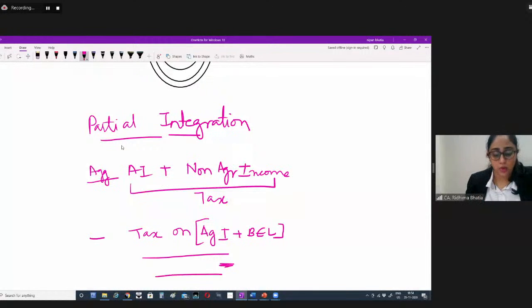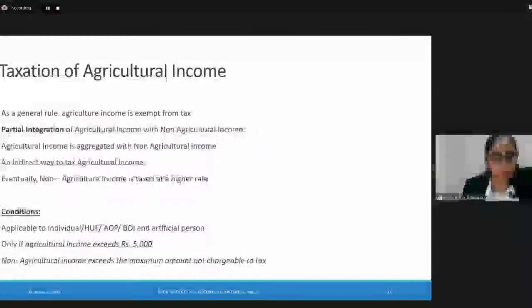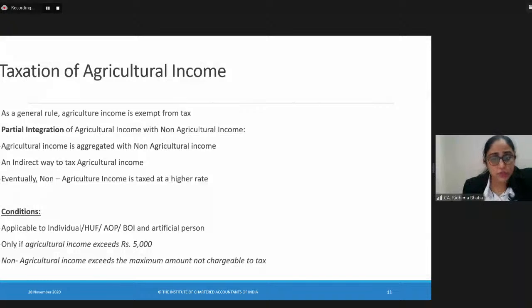Okay, now if I have to explain to you, I will say only taxing you for the non-agricultural income, but this is not the case. We'll do one question and you will see how the whole scenario changes. But again, I said that this is only applicable for those on which slab rate applies: individual, HUF, AOP, BOI, and artificial juridical person.